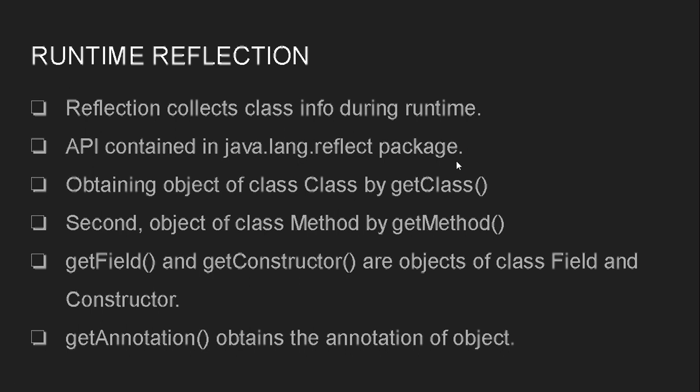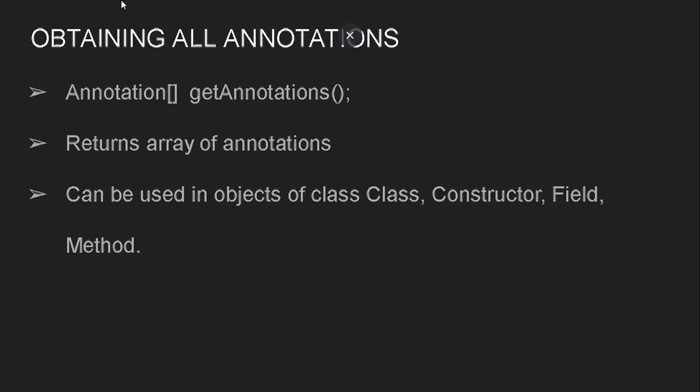Now I am going to go to the next part, obtaining all annotations. This is one of the methods we can use for obtaining all annotations. getAnnotations is the name of the method, and it has a return type of array of Annotation. This method is defined in Class, Constructor, Field, and Method. In that manner, you can obtain all annotations defined in a class, a constructor, a field, or a method.